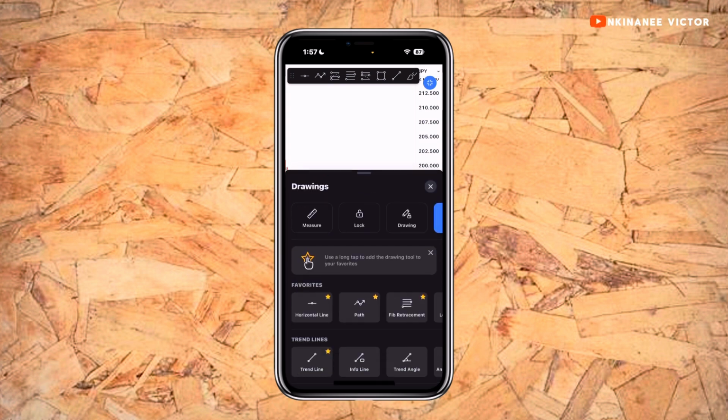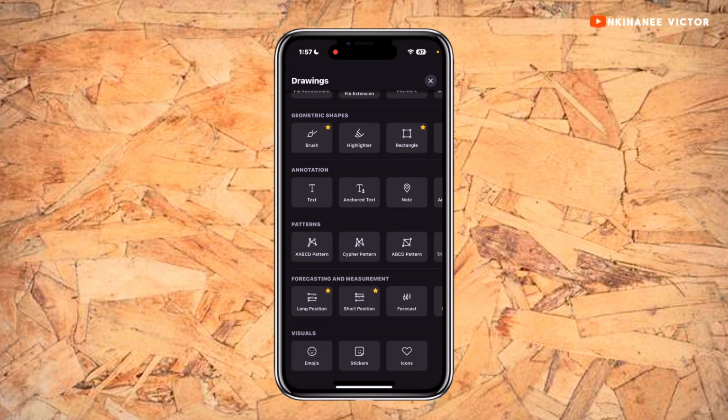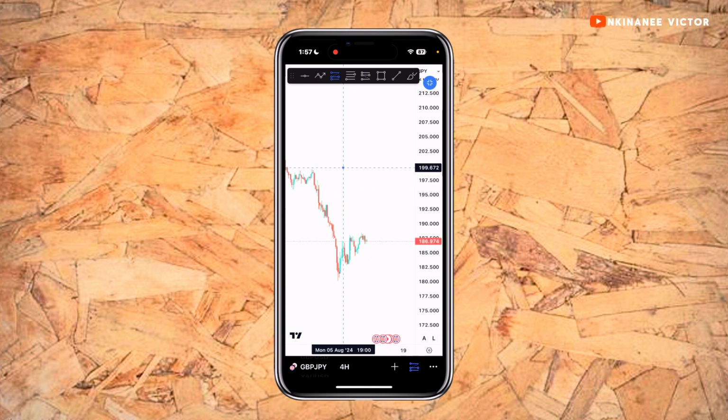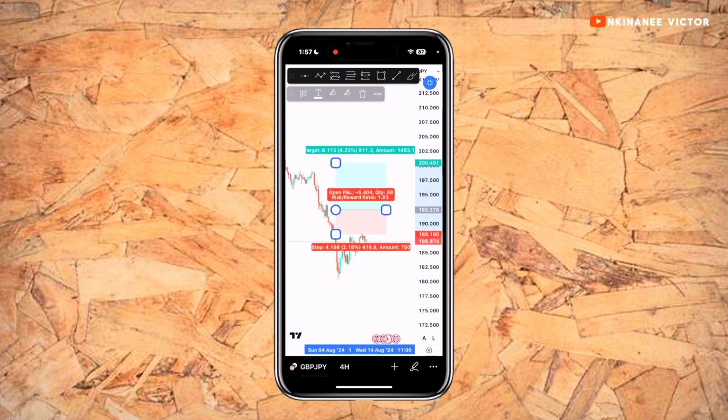Then we have the short and the long position. Click the pencil icon again, scroll down. Then you can see forecasting and measurement. You can see long position and short position. You click on the long position. This is one of the most popular tools in Forex trading because you always see it on charts. You see traders doing like this. Basically, this tool is used for risk to reward ratio. Know where your stop loss will be, where your take profit will be, and where your entry will be.